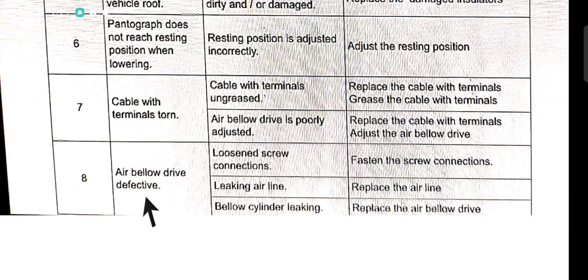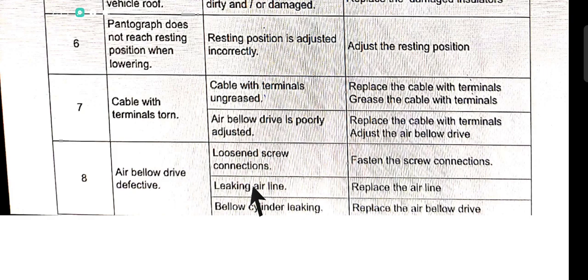Air bellow drive is defective. Now what can be the reason for the air bellow drive being defective? First of all we need to see the screws in the air bellow drive. If they are loosened, then we need to tighten those screws as much as possible. And then leaking airline. If the airline is leaking, then we need to replace that airline.